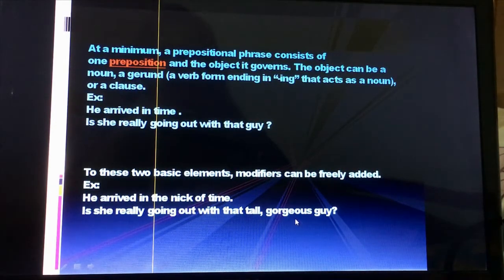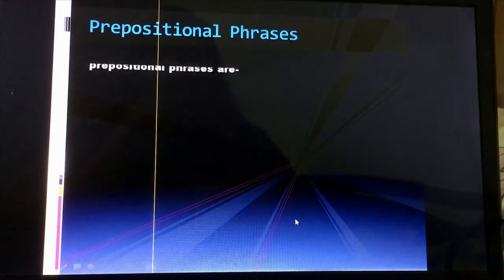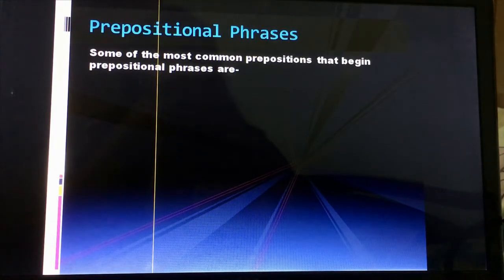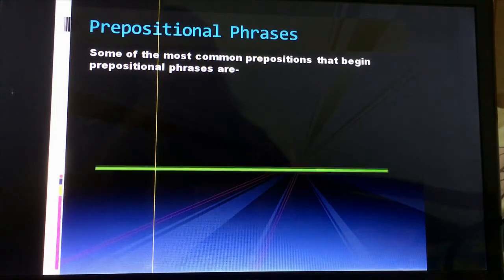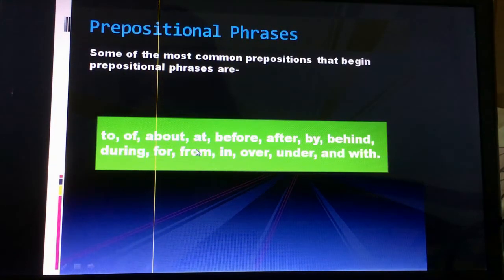Okay, now we are going to move on to another part, which is some of the most common prepositions that begin prepositional phrases. There are to, of, about, at, before, after, by, behind, during, for, from, in, over, under, and with. To identify a prepositional phrase in a sentence, it will be easier if you can identify a preposition in the sentence. These common prepositions you can easily find, and they begin prepositional phrases.